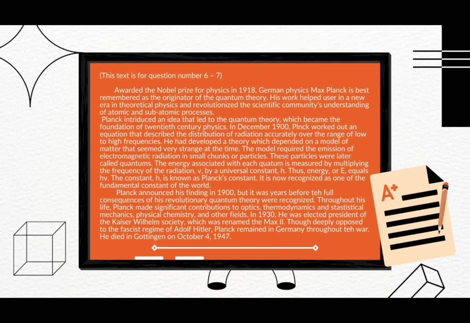physics. In December 1900, Planck worked out an equation that described the distribution of radiation accurately over the range of low to high frequencies.